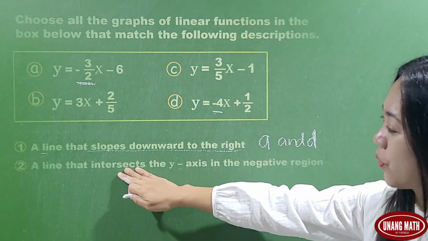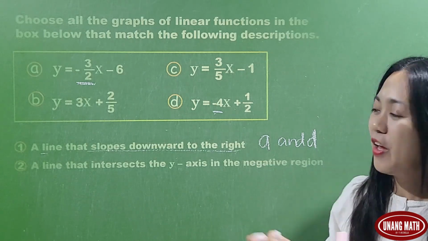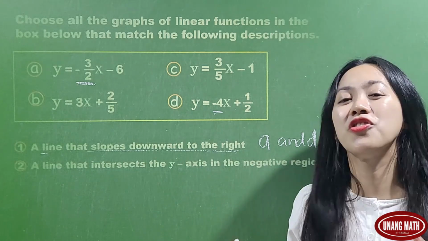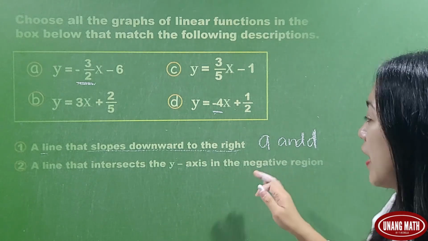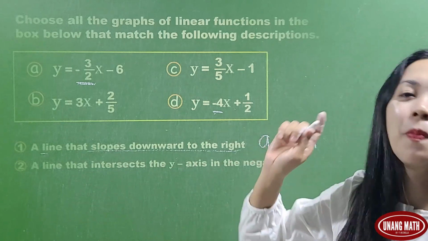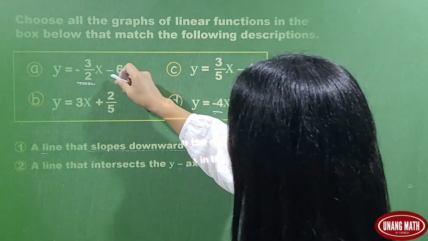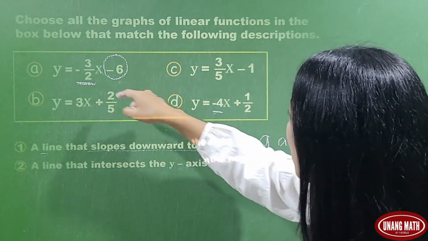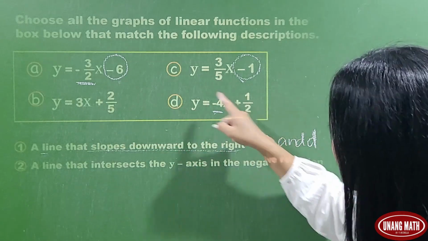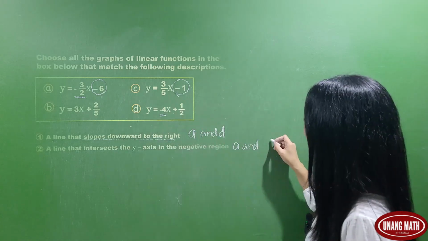Okay, what about number 2? A line that intersects the y-axis in the negative region. To know whether the line intersects the y-axis in the negative region, we have to check the value of b, or our y-intercept. If the line intersects the y-axis in the negative region, the sign of b must be negative. So we have here this, negative 6, and negative 1. This is positive. This is also positive. So we have line A, okay, and line C.